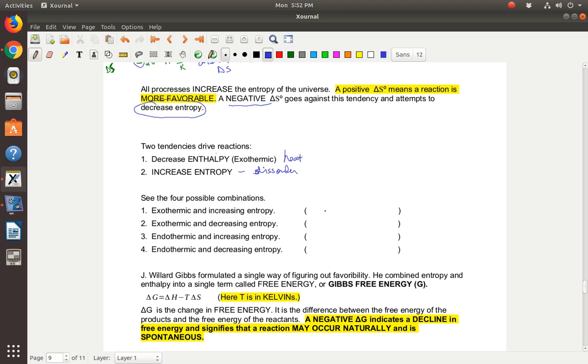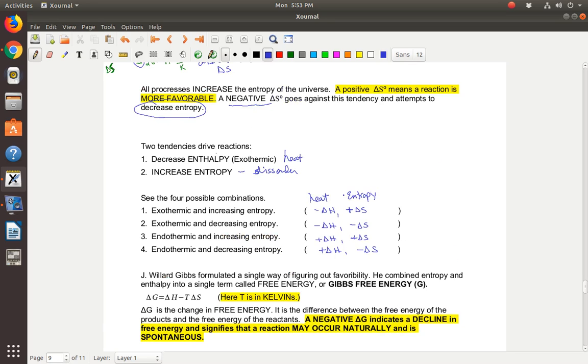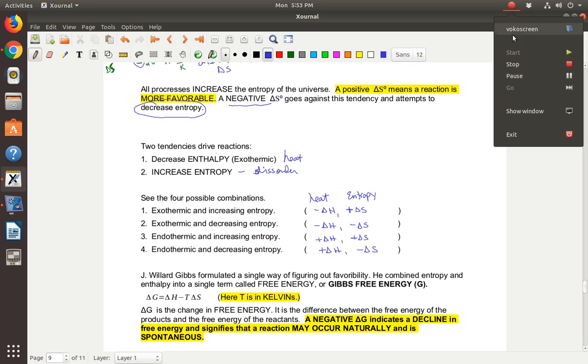Okay? Now there are four possible combinations, and I'm going to write these four possible combinations in here. So stop the video if you need to, and write them in. So you have a combination of the heat on this side and the entropy on this side. And you can have a decrease in heat and an increase in entropy, a decrease in heat and a decrease in entropy, an increase in heat and an increase in entropy, or an increase in heat and a decrease in entropy. And when you combine all these guys together, you get something called Gibbs free energy. And so we're going to do Gibbs free energy calculations next in the next video. So this is where I'm going to stop.